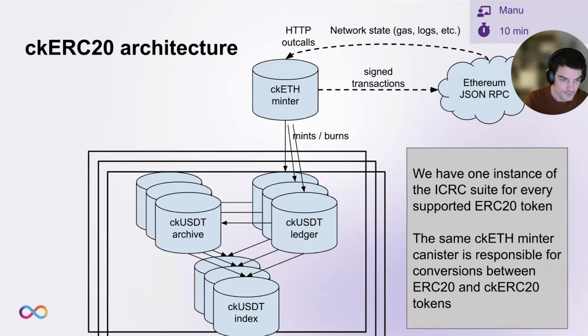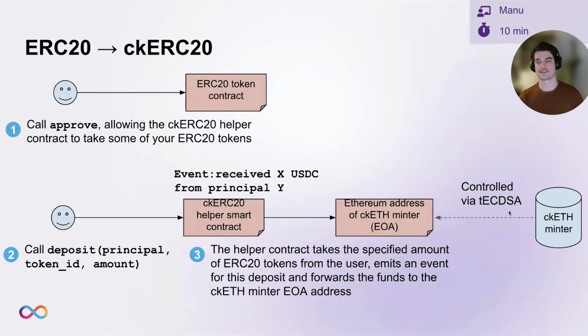There are a few real challenges that I'll get a little bit deeper into. And one of them is how this conversion actually works. So suppose I'm a user, I have, let's say, USDC on Ethereum, and I want to get ckUSDC. What do I do? For this, we propose to add a designated smart contract on Ethereum, the ckERC20 helper smart contract, that helps with deposits.